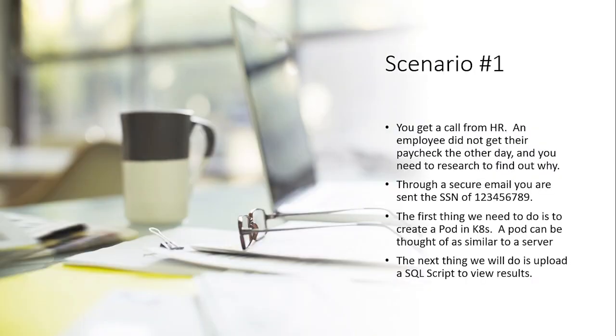So for scenario number 1, you get a call from HR. An employee did not get their paycheck the other day, and you need to research to find out why. Through a secure email, you are sent the SSN of 123456789.